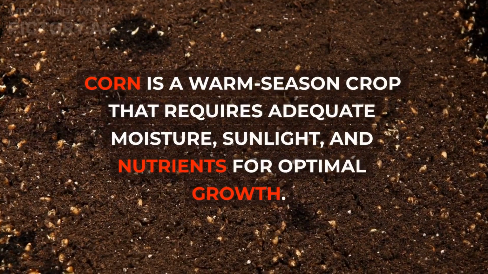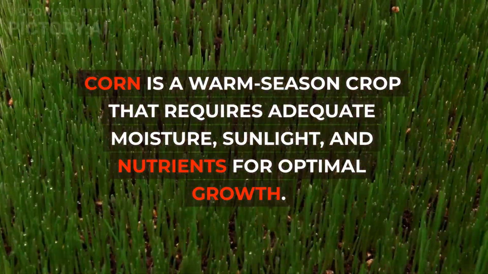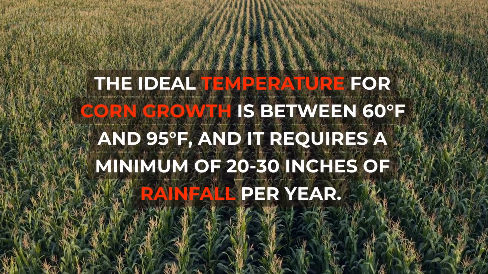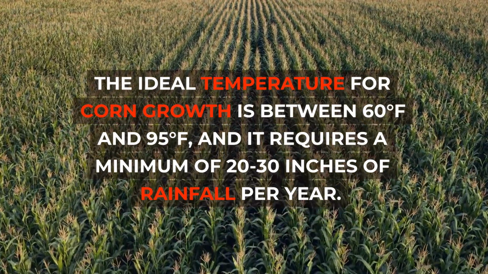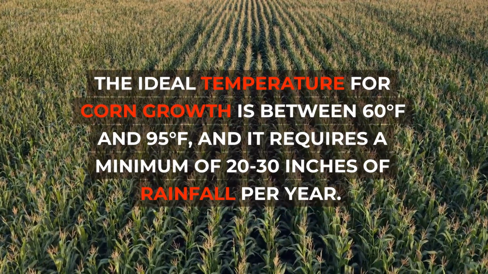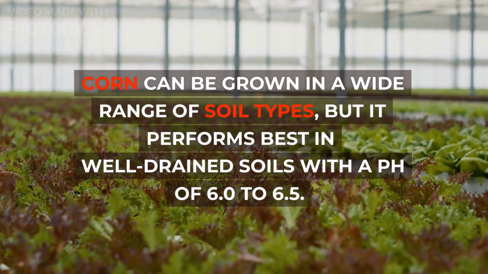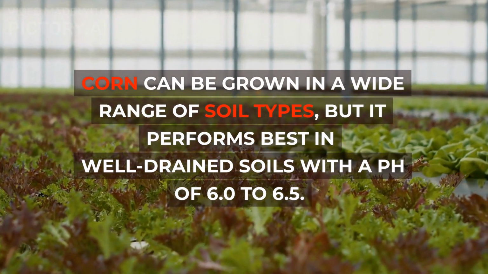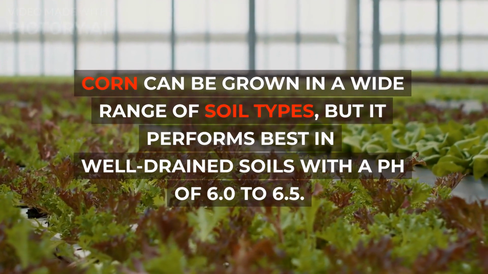Cultivation. Corn is a warm season crop that requires adequate moisture, sunlight, and nutrients for optimal growth. The ideal temperature for corn growth is between 60 degrees Fahrenheit and 95 degrees Fahrenheit, and it requires a minimum of 20 to 30 inches of rainfall per year. Corn can be grown in a wide range of soil types, but it performs best in well-drained soils with a pH of 6.0 to 6.5.